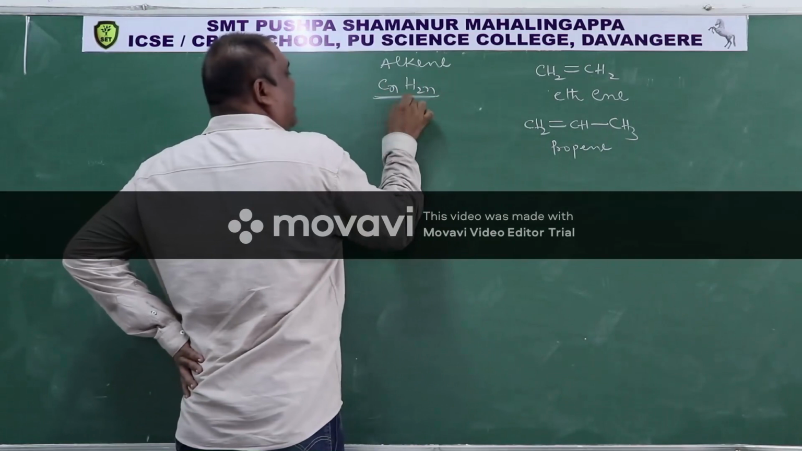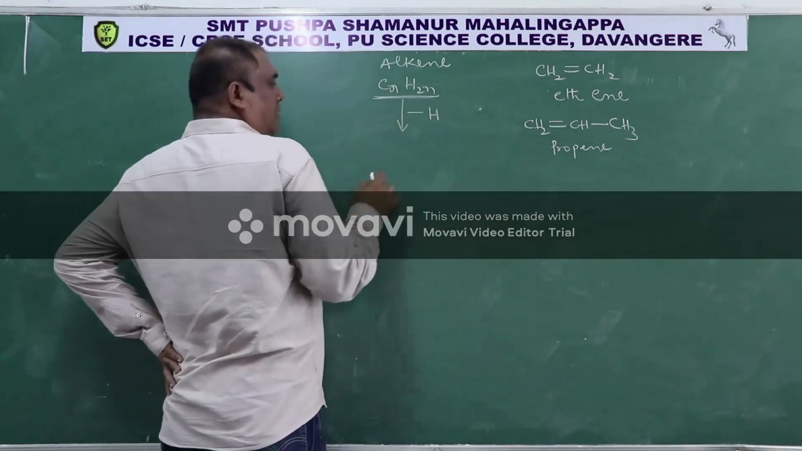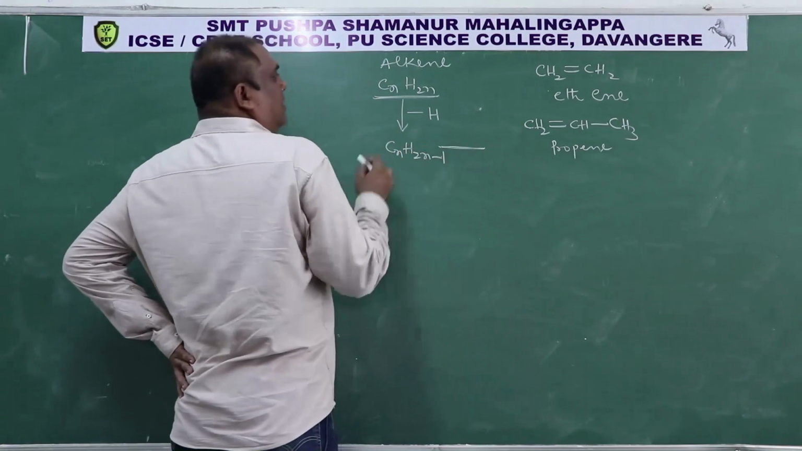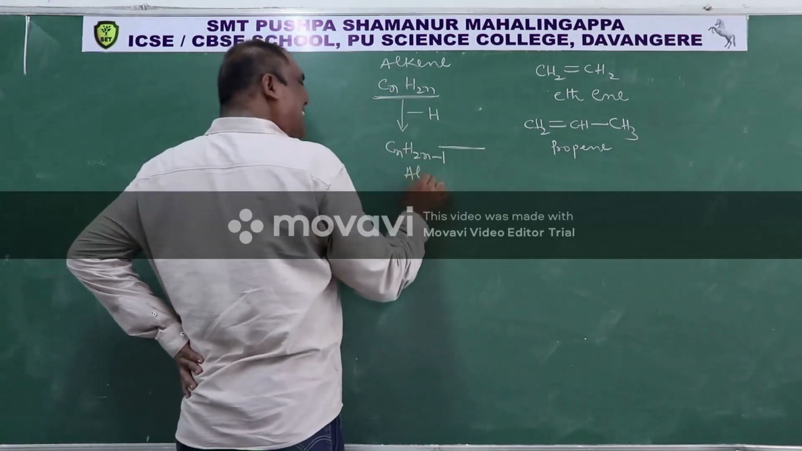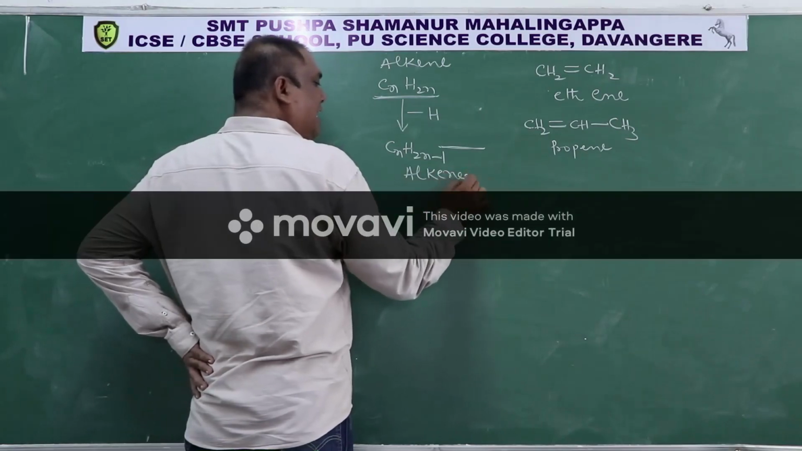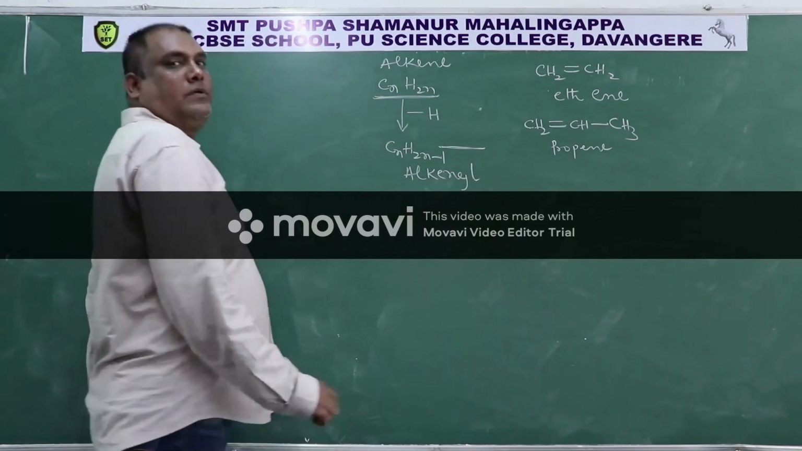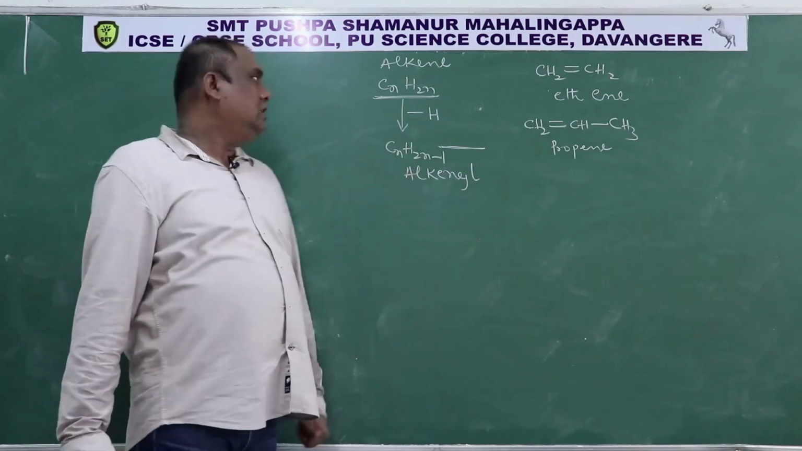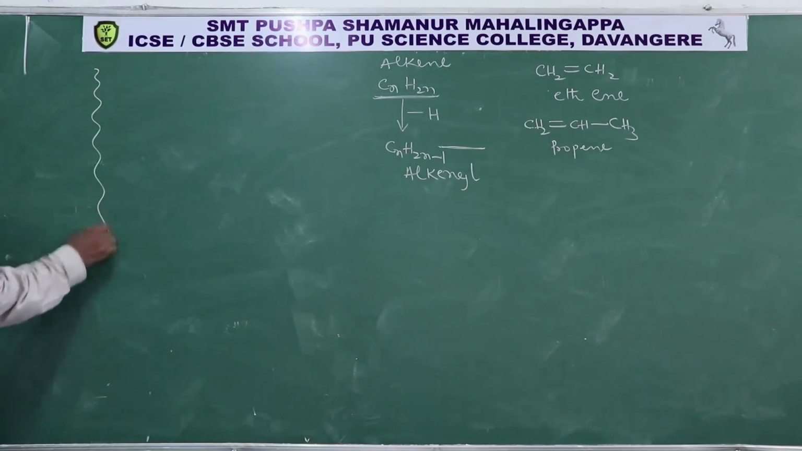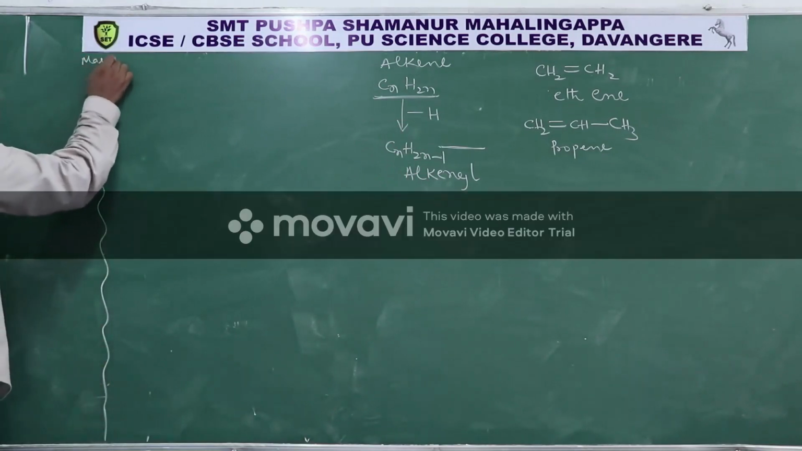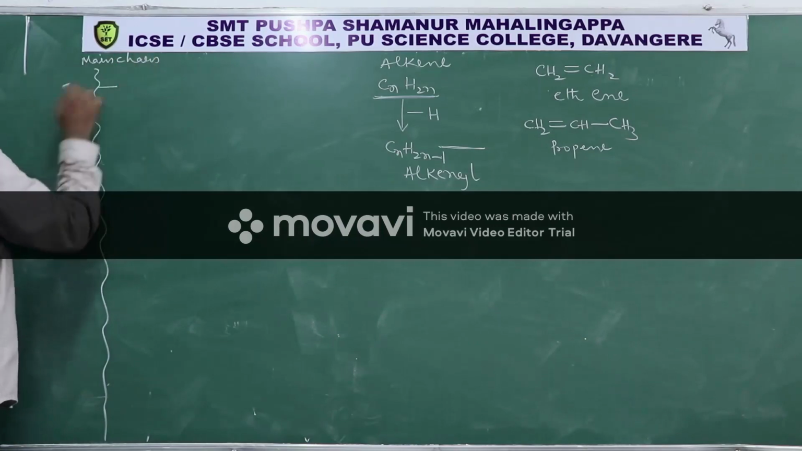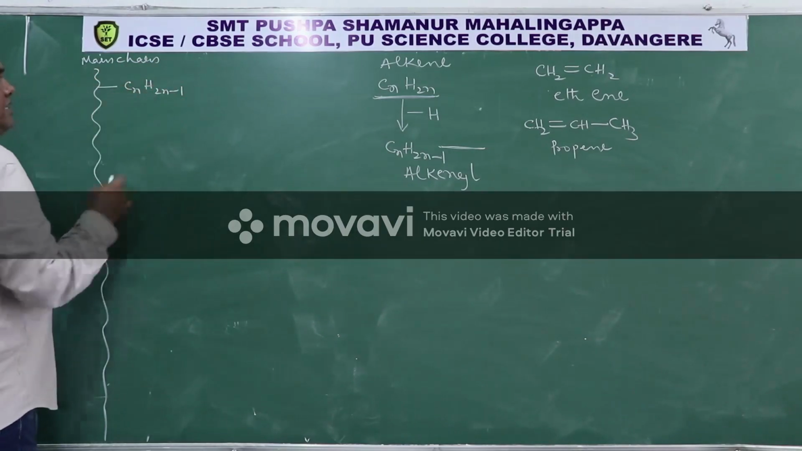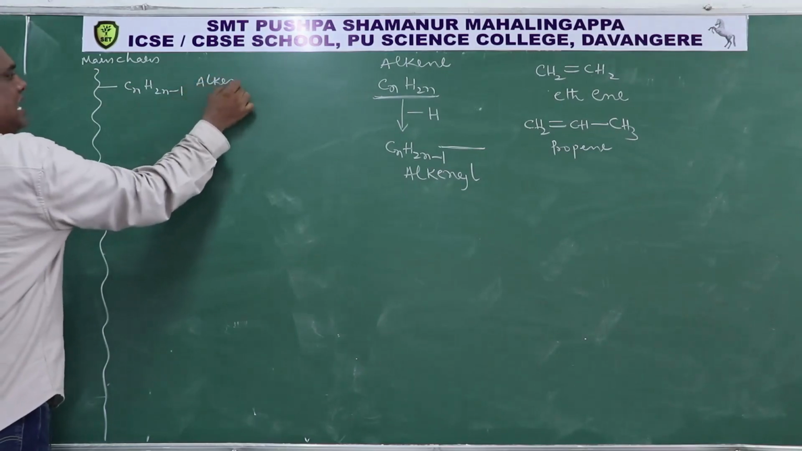So the alkene general formula is CnH2n. From an alkene, if I remove one hydrogen, then the remaining group will be CnH2n minus 1 with a hanging bond. This is from an alkene, therefore this group is called alkenyl. Alkane minus hydrogen is alkyl. Alkene minus hydrogen is alkenyl. So, suppose now this is the main chain. Now to this main chain, CnH2n minus 1 is attached as a side chain. Then the side chain name becomes alkenyl.